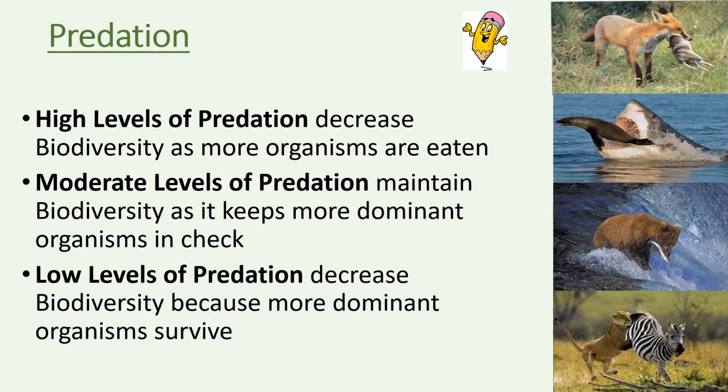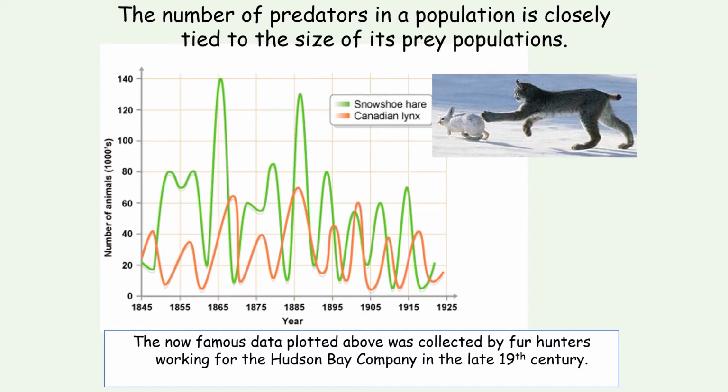Low levels of predation decrease biodiversity because more dominant organisms survive, so you end up only having a few organisms surviving. The number of predators in a population is closely tied to the size of its prey population, so both predator and prey follow a pattern. We are going to look into this in more detail by looking at the now famous data plotted above, which was collected by fur hunters working for the Hudson Bay Company in the late 19th century.